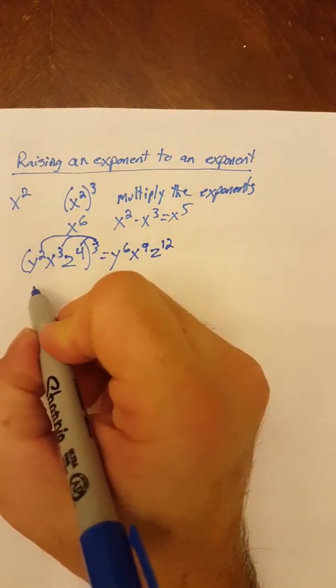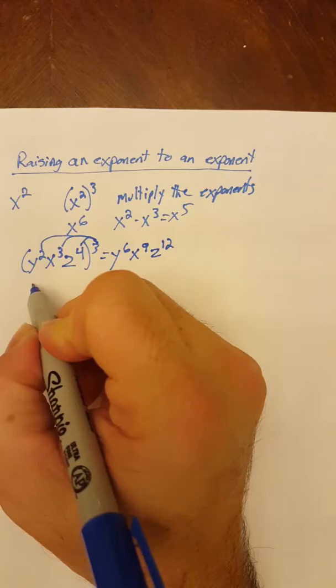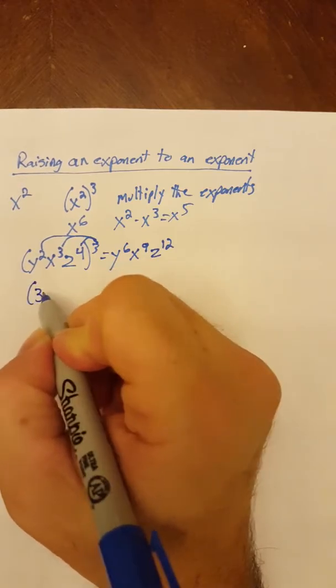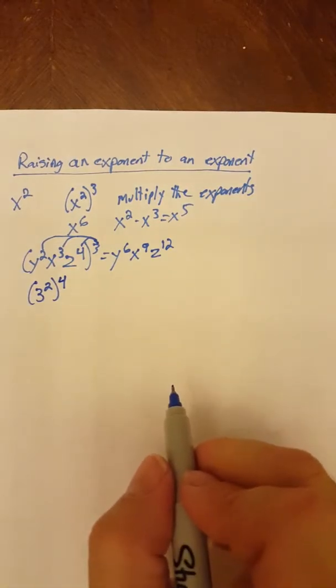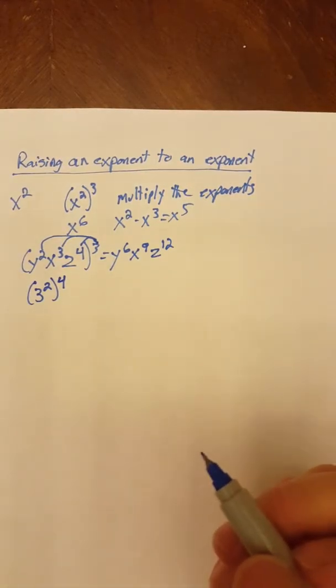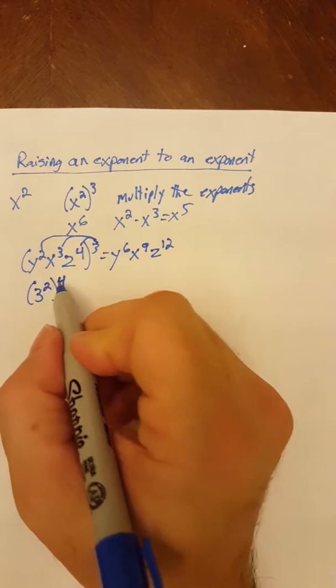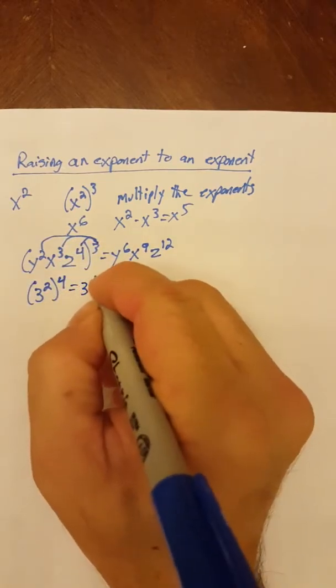Now the same would hold true if you have a constant. Any sort of base that has an exponent, the rule still applies. So in this case, it would be 2 times 4, giving you 3 to the 8th.